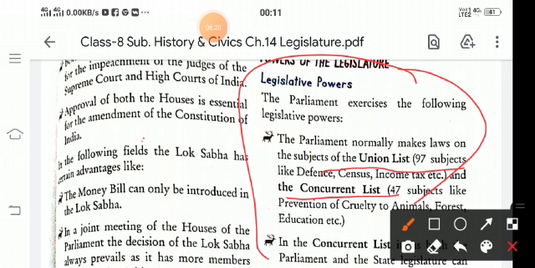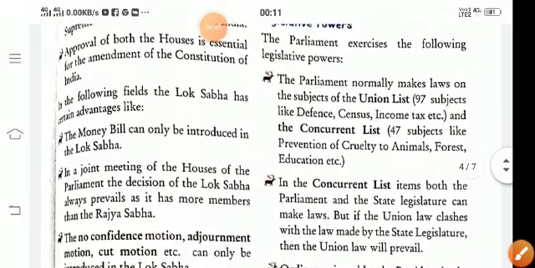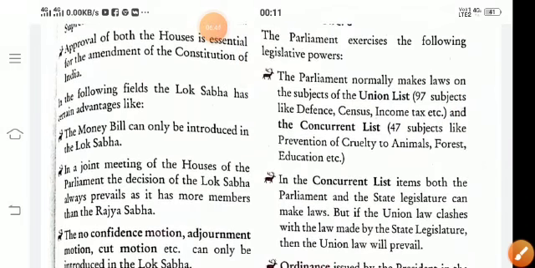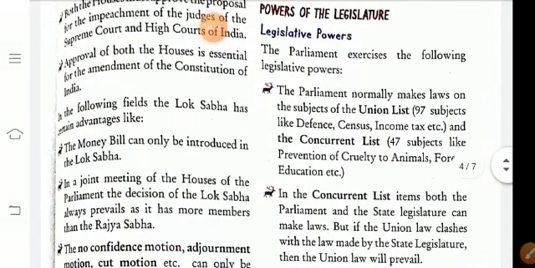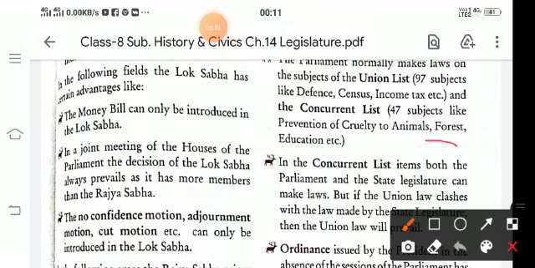That means 97 subjects are under the union list, and 47 subjects like prevention of cruelty to animals, forests, education, and citizens' welfare come in the concurrent list. In the concurrent list, both the parliament and the state legislature can make law. In the concurrent list, not in the union list.